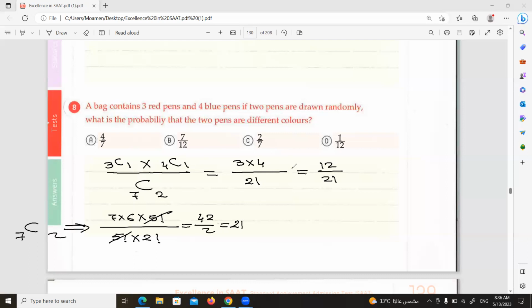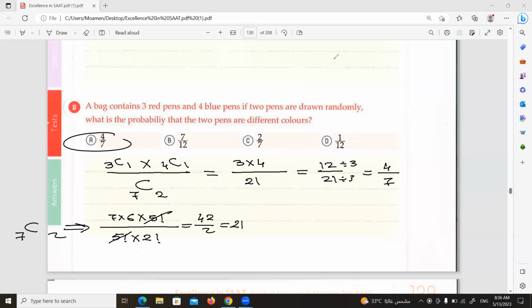If you have a problem like this, this is not the simplest form. So I'll divide here by 3 and here by 3 to get the simplest form, because you will be asked to get the simplest form in any problem. 12 divided by 3 equals 4, and 21 divided by 3 equals 7. So the result will be 4 over 7.